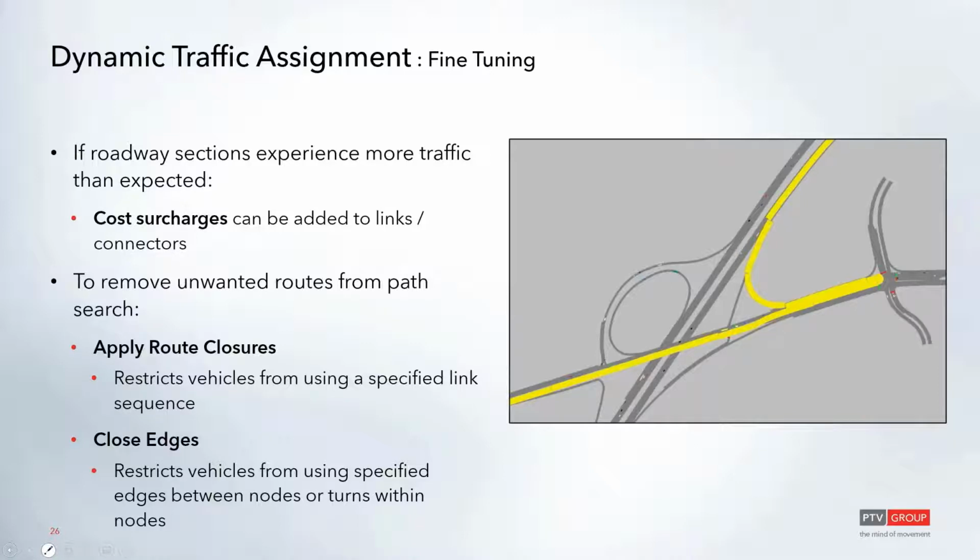You can also remove unwanted routes from the path search, either by applying route closures, which will be for a specific link sequence that's going to cover multiple nodes, or you can close an edge, which will restrict vehicles from using an edge either between nodes or a turn that exists within the nodes themselves. So these are just a few options that we can use to fine-tune some of the vehicle behavior once we've taken a look at those results.